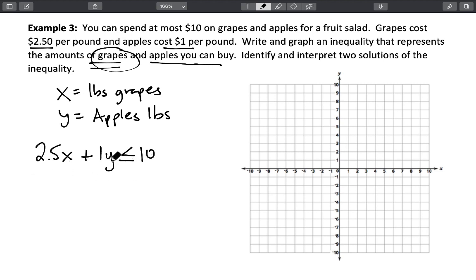Now in order to graph this, we're going to just get y by itself here, so we'll subtract over our 2.5x. That gives us 1y is less than or equal to negative 2.5x plus 10. All right, so our y-intercept is up here at 10, and it's got a slope of negative 2.5. So I'm going to come down 2.5 and to the right 1, down another 2.5 and to the right 1, and then we're going to repeat that pattern 2 more times here, and then finally right here.